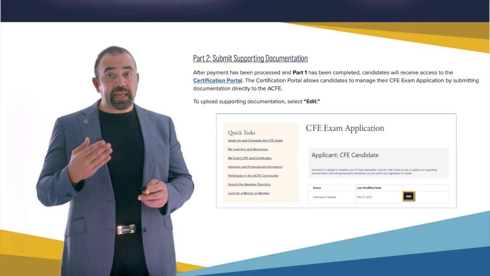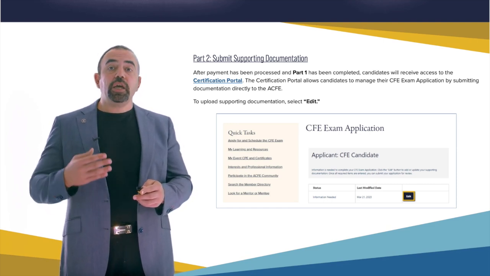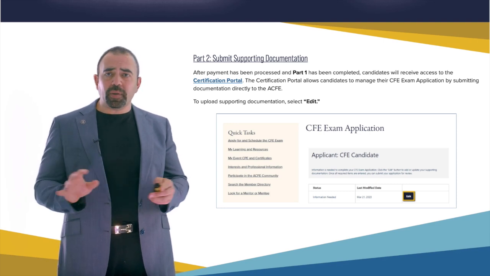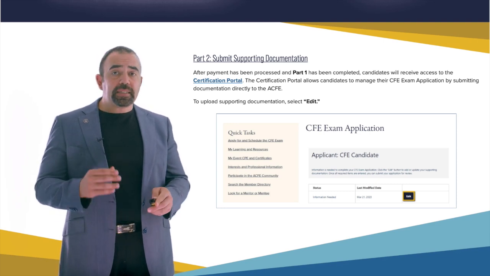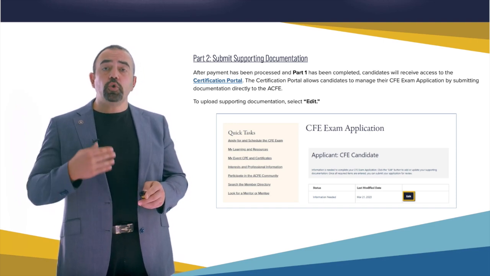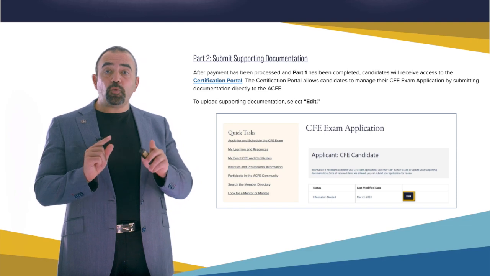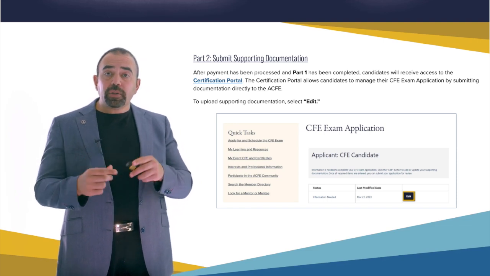Otherwise, ACFE are going to come back and say, we are so sorry, your application is not approved, it is under review because you are missing some supporting document. This is not a big deal. If you are missing a supporting document, you just need to email them the document, or you can go inside your application, edit it, and upload the supporting document.